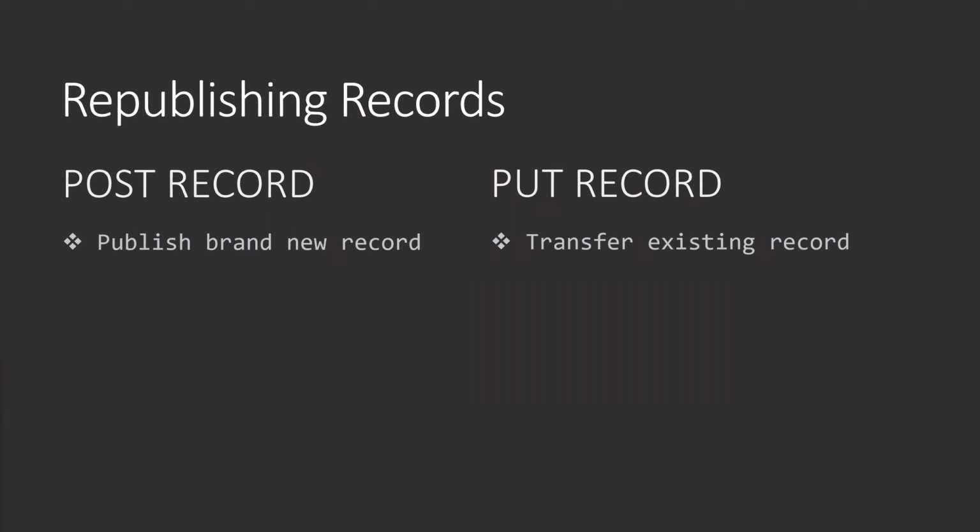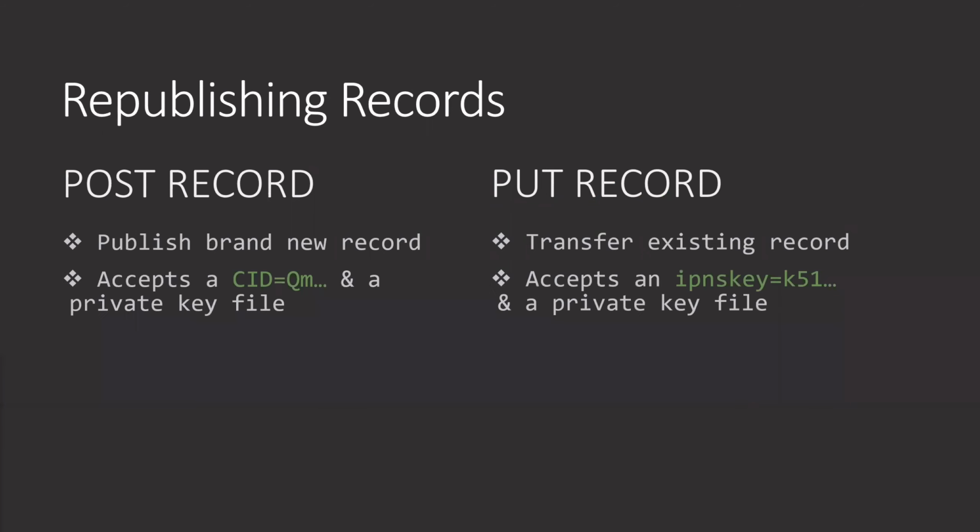Post record is for publishing brand new records through our remote node. But put record is for transferring an existing record to our remote node. Not only that, but the post record endpoint accepts the CID and the private key file, whereas the put record endpoint accepts the IPNS key ID and then the key itself. Not only that, post record works as intended, but put record is still currently under development. Why? Well, I'll go over that in a second.